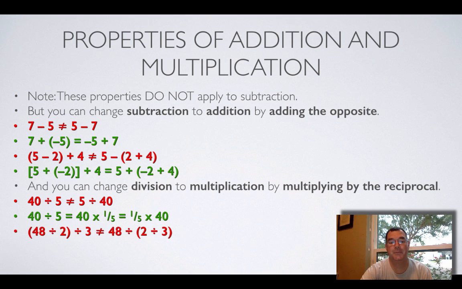and the answer is still the same. Similarly with associative, 48 divided by 2 divided by 3, I would need to change both of those divisions to multiplication and change the 2 and the 3 to 1/2 and 1/3 before the property will work. So it only works for addition and multiplication, not subtraction and division, but there is a way to change it if you want to use those properties. That is properties of algebra.